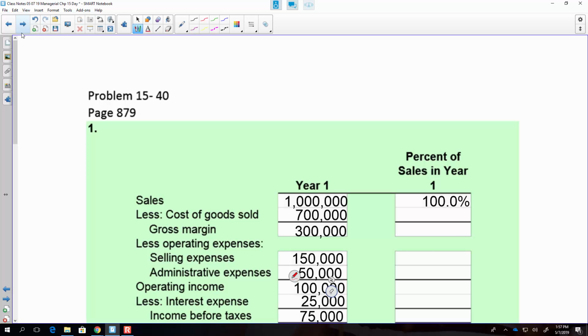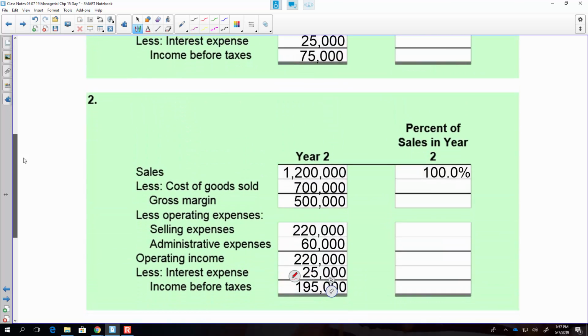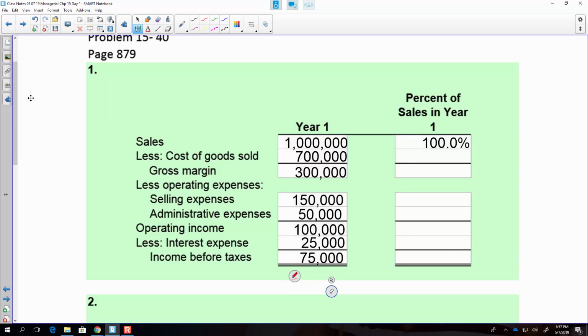Already have the year 1 numbers. I think we're only going to do year 1. We're not going to do 2 and so forth. We'll just do year 1's computations. Remember, the base on an income statement is always sales. Always sales. So to get our cost of goods sold vertical percentage, we simply take the 700 and we divide by the 1 million.